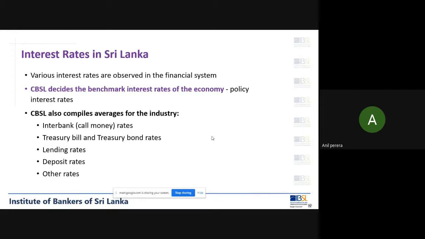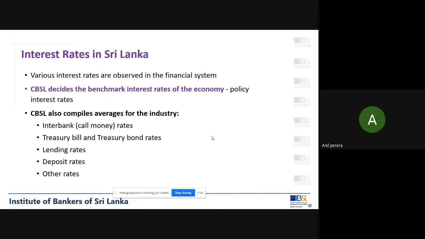Last week we discussed interest rates, and we looked at some various concepts relating to interest rates, and then we looked at interest rates in the context of Sri Lanka. And I told you there are various interest rates operating in Sri Lanka, and you know why interest rates are different: there are various interest rates in the economy because of the risk and maturity structures in the economy. There are various levels of interest rates in the economy.